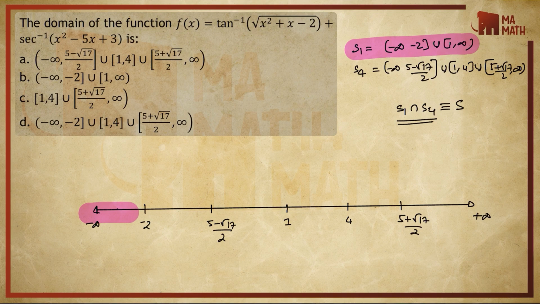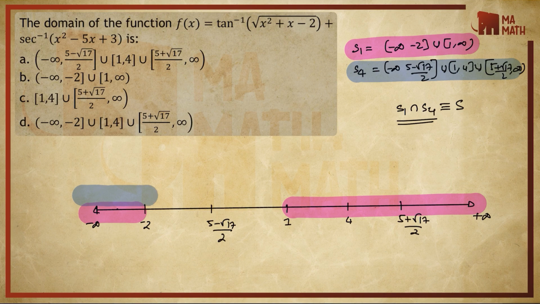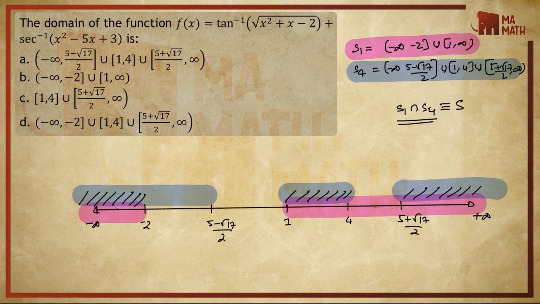So if you think about S1, let's say the pink region, that is minus infinity to -2, and then we have 1 to infinity. Now, if you talk about the other region, let's say the blue region, that is solution 4, we will see that solution 4 exists from minus infinity till (5 - √17)/2, and then 1 to 4 it exists, and then (5 + √17)/2 till infinity it exists. So wherever there is intersection, that is this region, this region, and this region, that will be our S region.